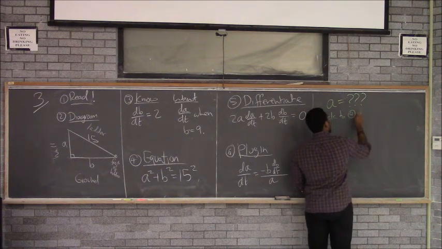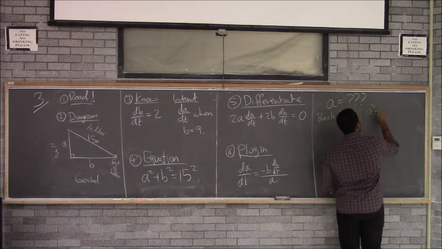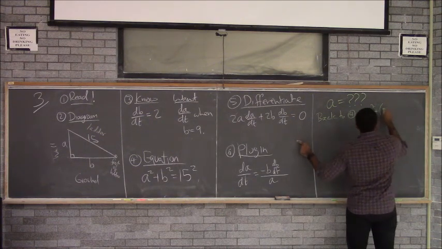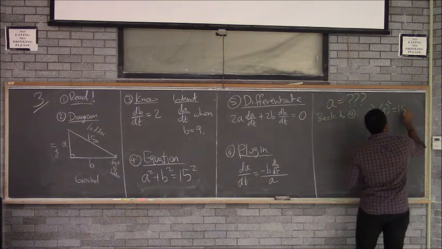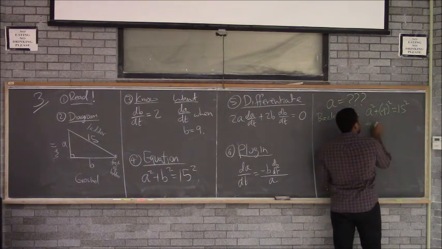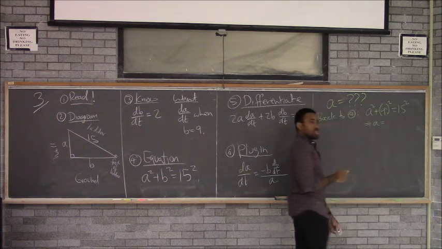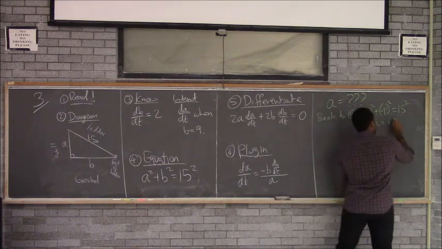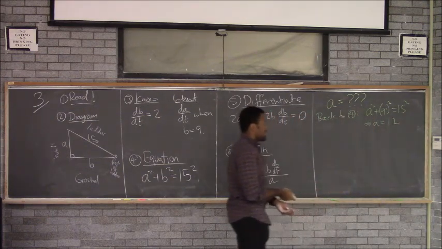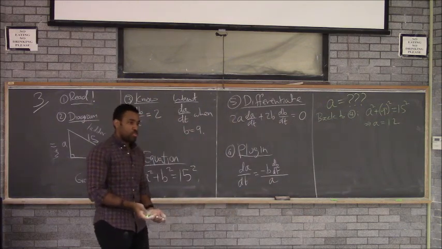Back to step 4. I know that A squared plus B squared, and my B now is 9, is equal to 15 squared. Now, this means that A is 12, right? We know that quickly, not because we squared 15 and subtracted 9 squared, but because it's a 3, 4, 5 triangle, right?